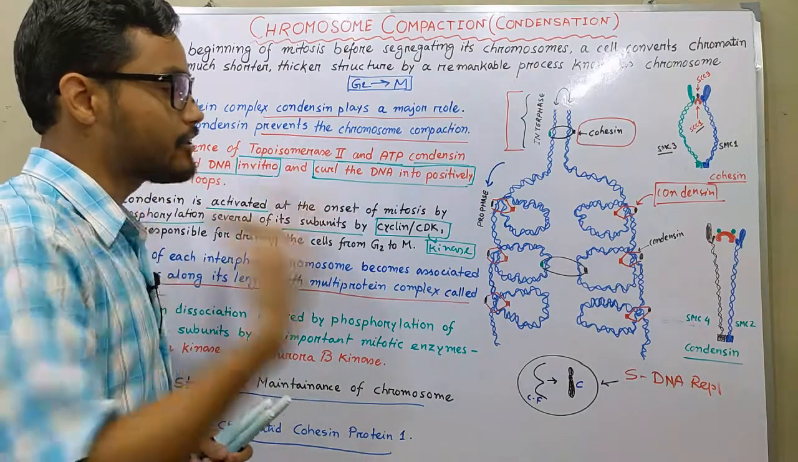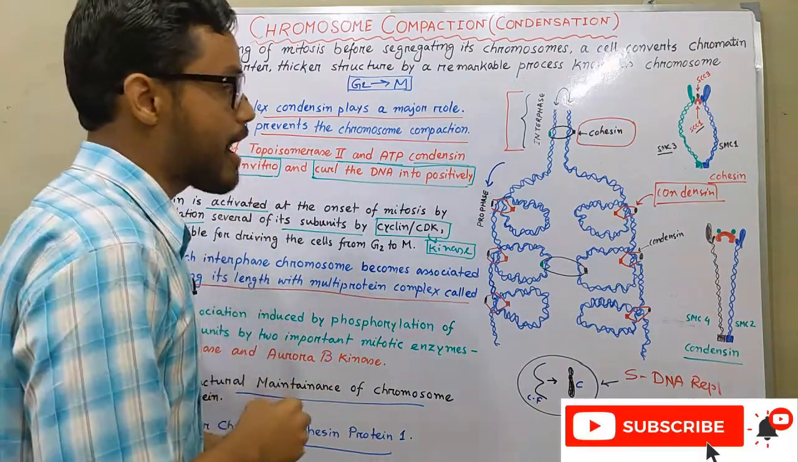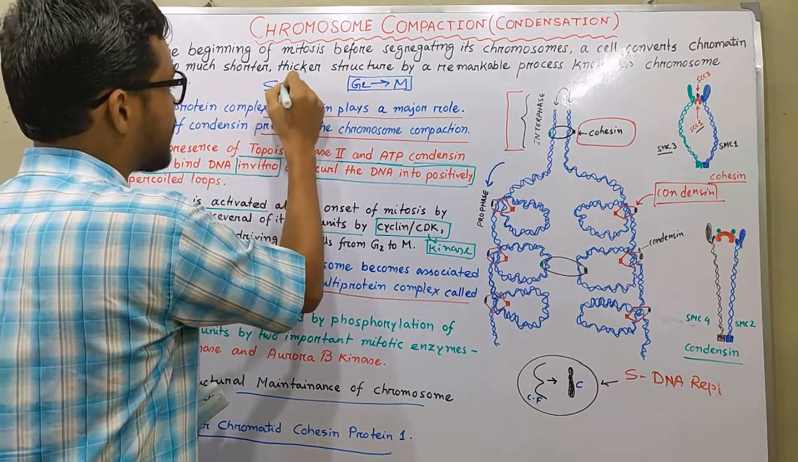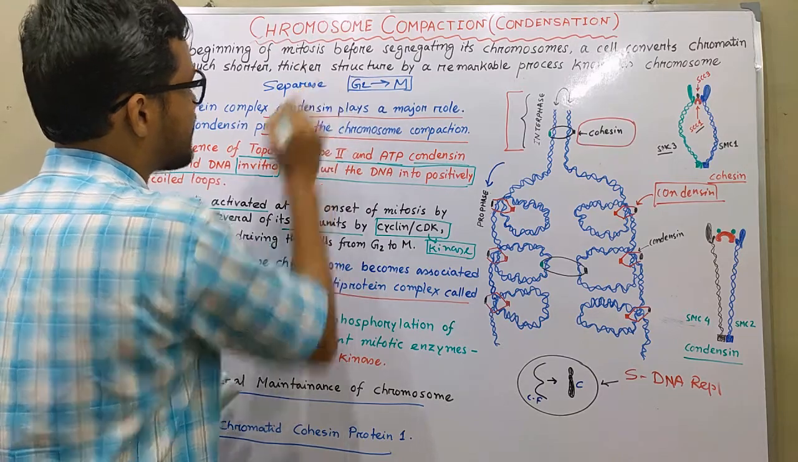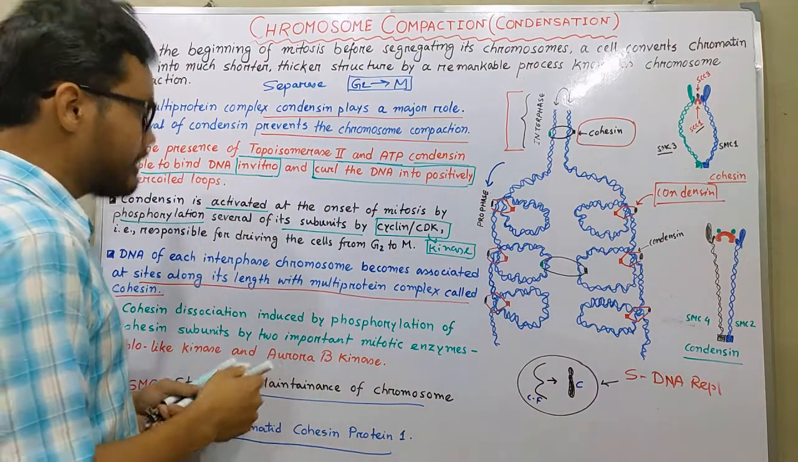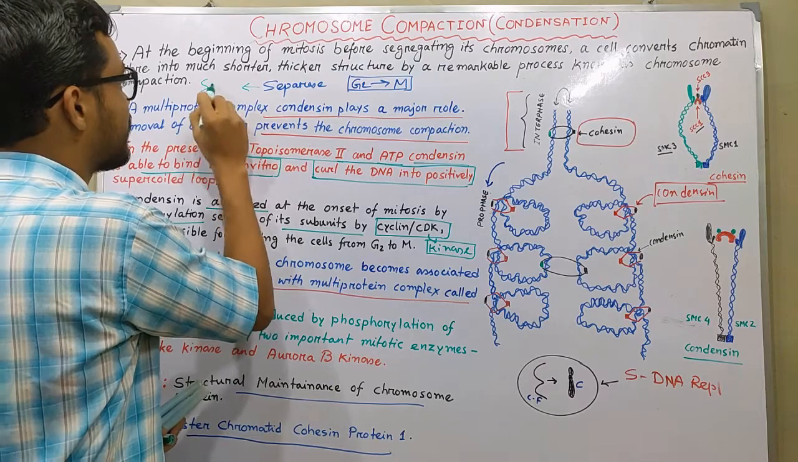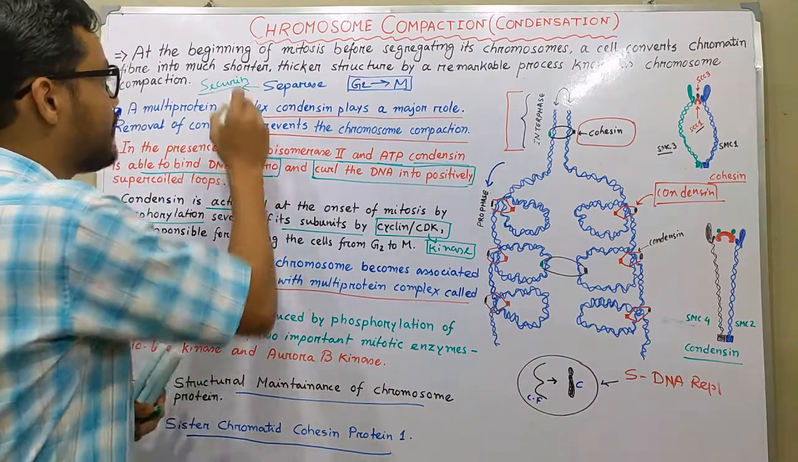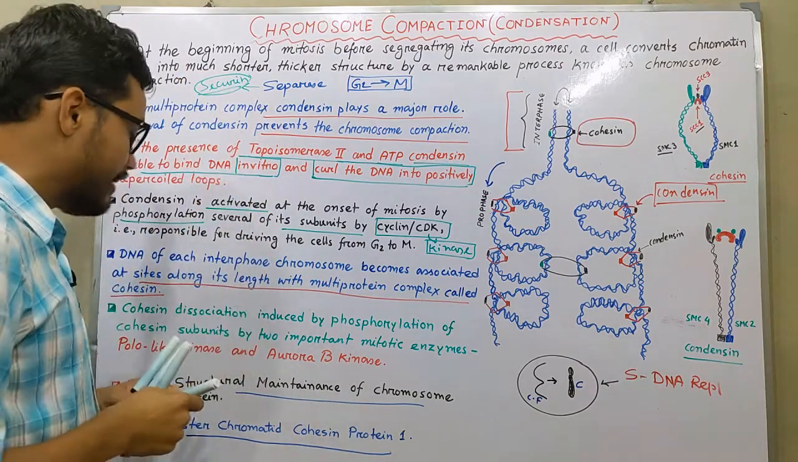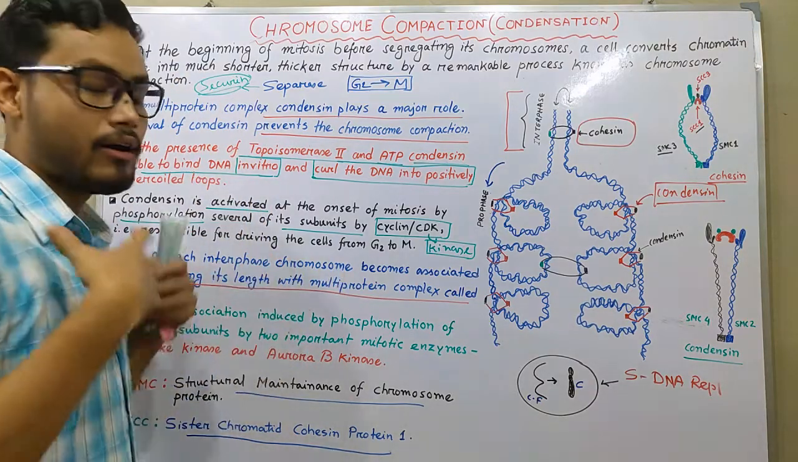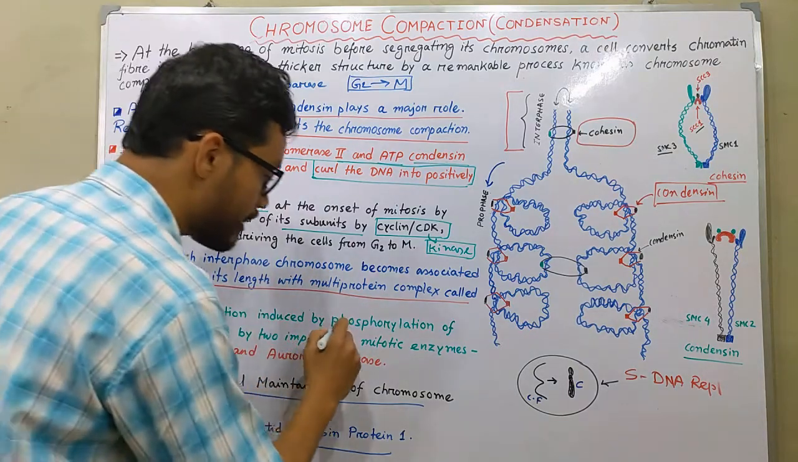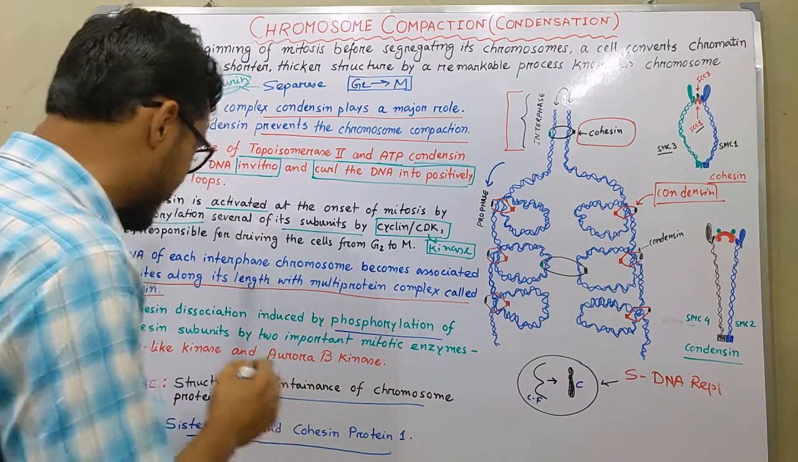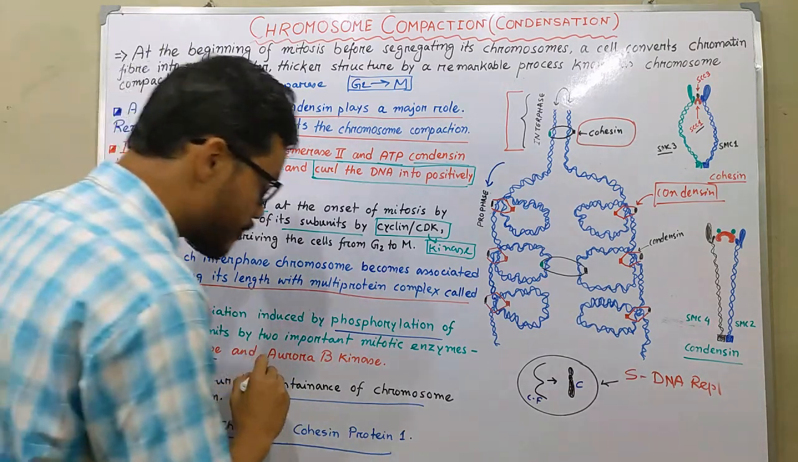And what is the major function when cohesin is dissolved? At the onset of anaphase, separase, a particular enzyme, is activated, and it blocks the activity of securin, another protein. So separase blocks the activity of securin, and it ultimately leads to the dissociation of those cohesin proteins by the phosphorylation of cohesin subunits with the help of two different enzymes known as polo-like kinase and aurora B kinase.